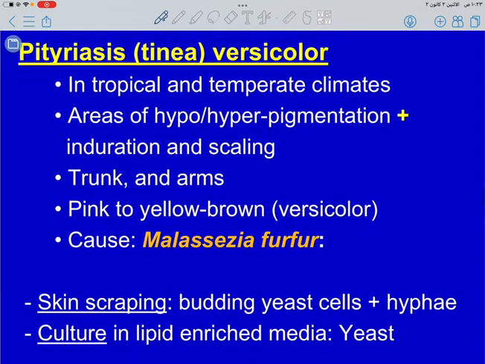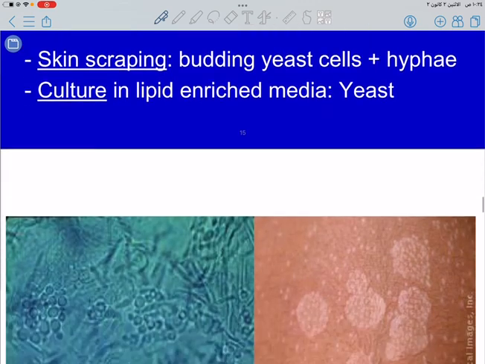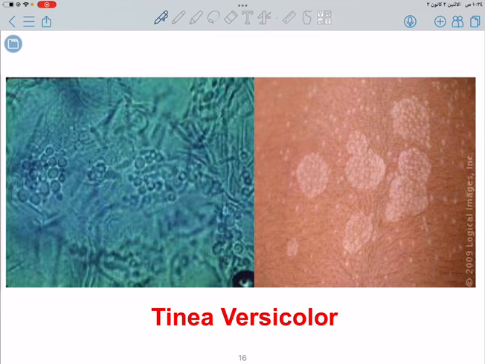Now we come to another condition called pityriasis, tinea versicolor. هذه اللي حكيت لكم عليها، غامقة وفاتحة. These are common in tropical and temperate climate، في الأجواء الحارة، الشرق الأوسط. Okay? Areas of hypo and hyperpigmentation. أشوفكم صورة نشوف هاي المكانات. Hypopigmentation. There are areas of hyperpigmentation. You can see the hyphae and you can see the conidia.